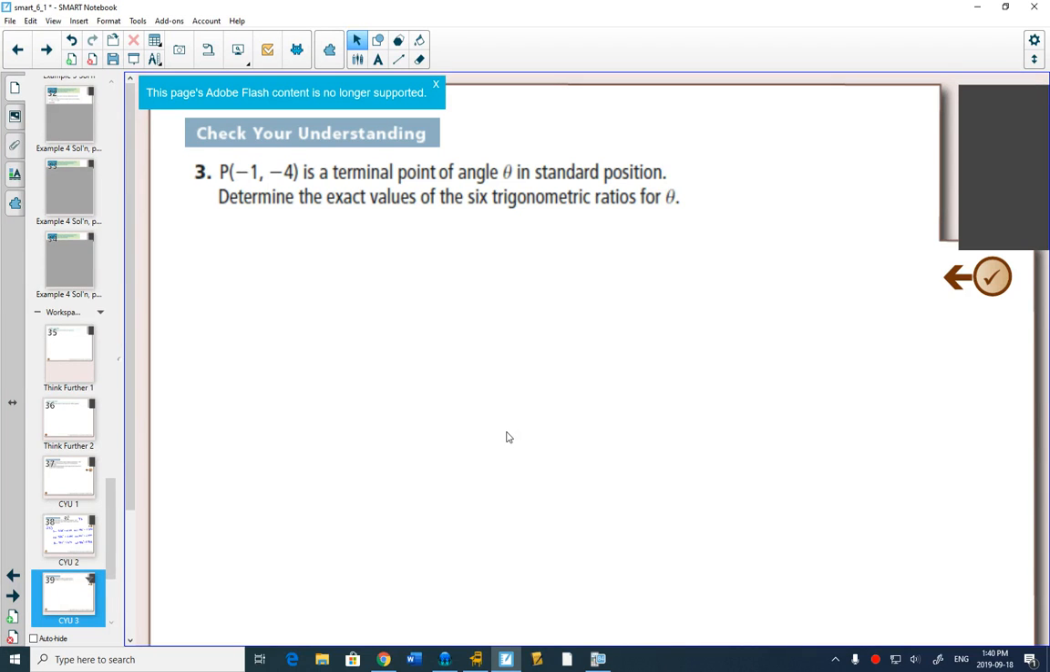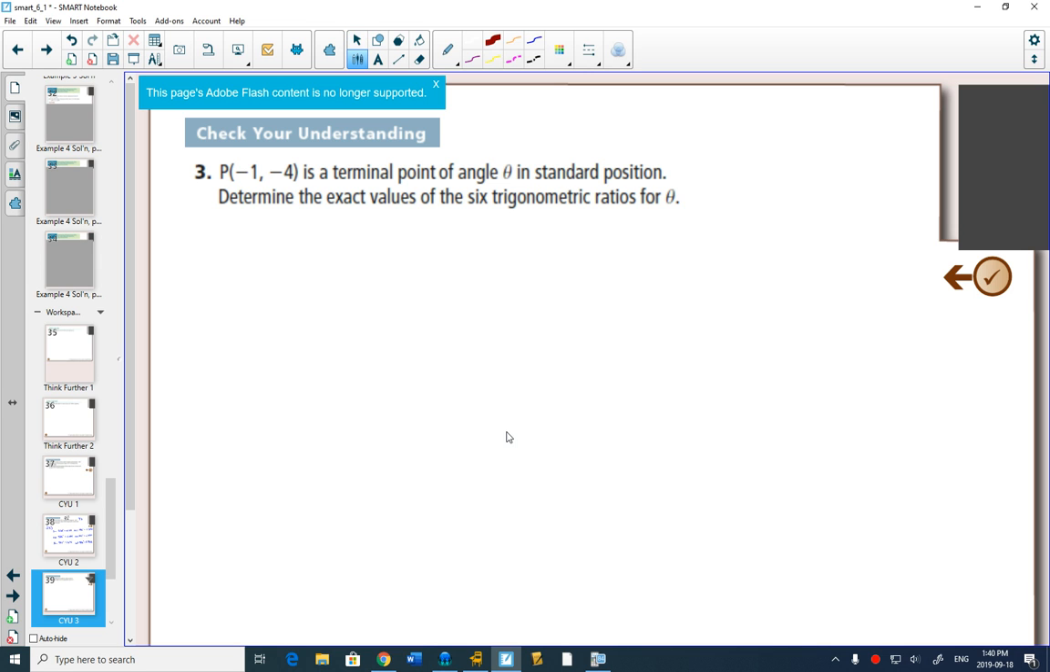So with our big ideas, it opens up a question like this. P(-1, -4) is a terminal point of angle theta in standard position. Determine the exact values of the 6 trig ratios for theta.